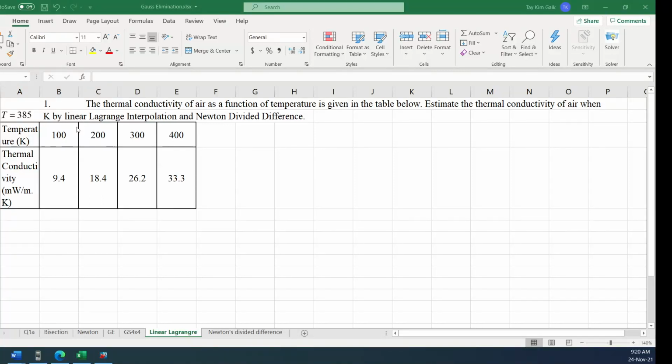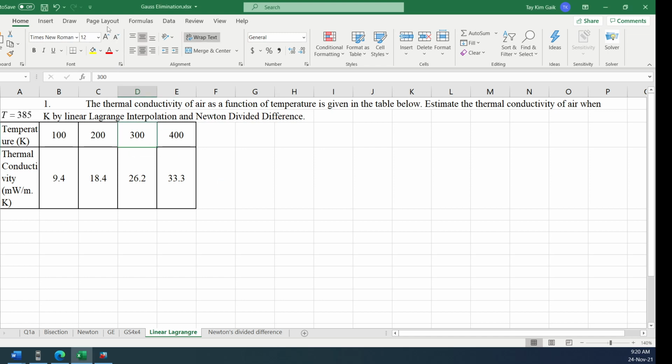Okay, you have the temperature in Kelvin: 100, 200, 300, 400, and the thermal conductivity: 9.4, 18.4, 26.2, 33.3. Find the thermal conductivity of air when T is 385. Okay, so 385 is here.